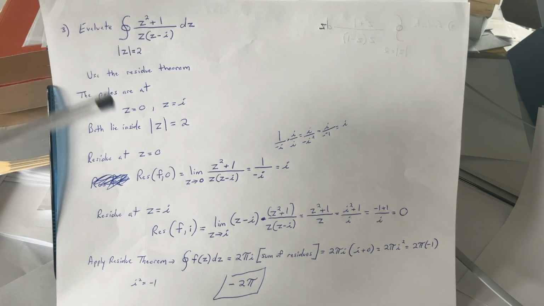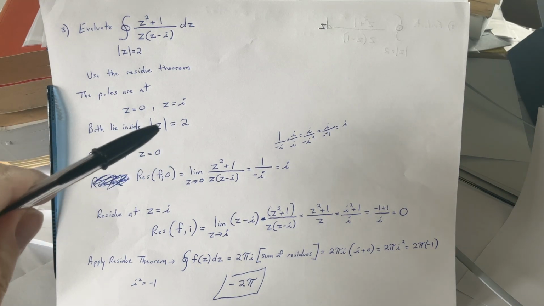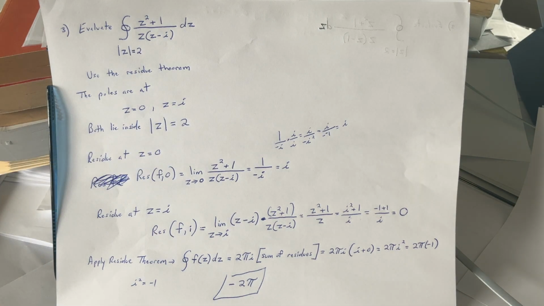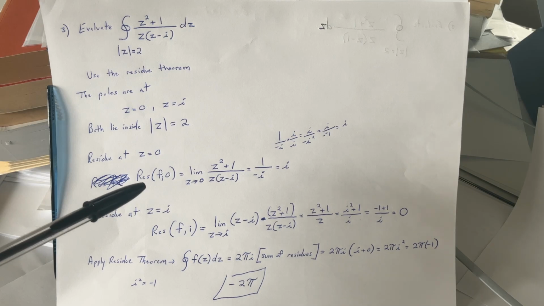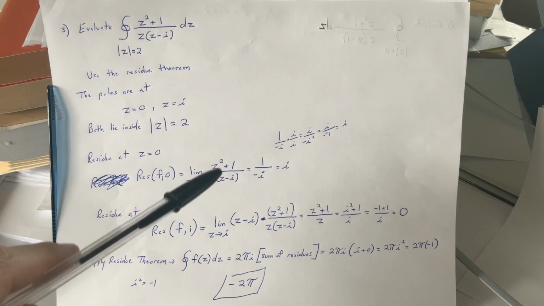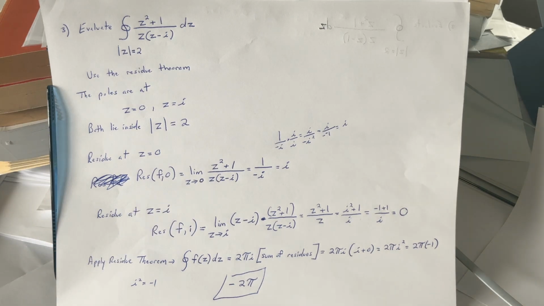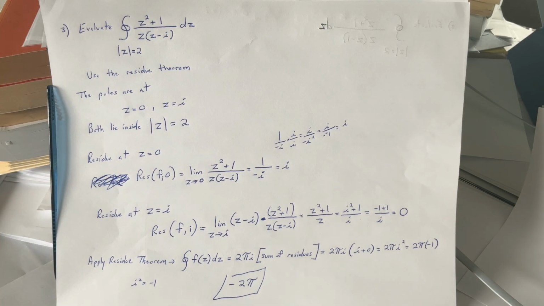For this integral here, we want to use the residue theorem. Denominators, take a look, set them equal to 0. z is 0, z is i. So automatically both lie inside the absolute value of z equals 2. So let's get the residues. Residue here, z equals 0. So residue f of 0. Take the limit as z approaches 0 of z squared plus 1 over z times the quantity z minus 1. You get 1 over negative i, which is going to become i.